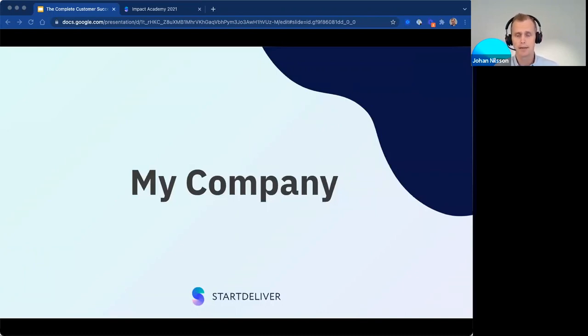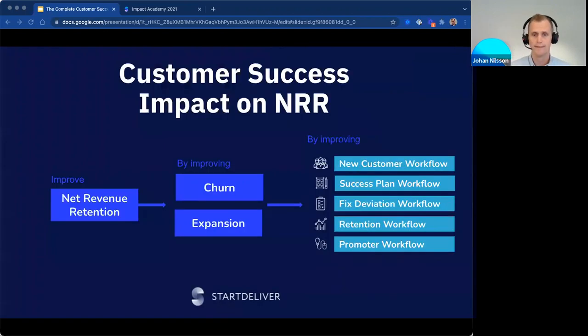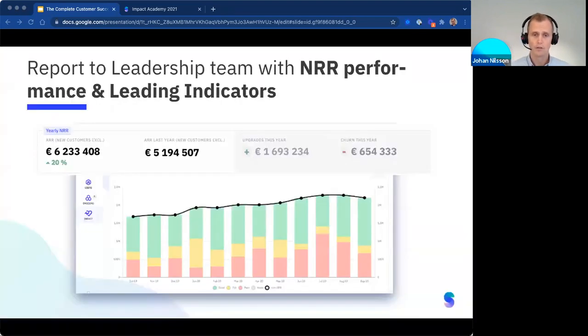Finally, my company. So getting back to the start, customer success has direct impact on net revenue retention, which is probably the most important metric for the board, for the management team, for the leadership team. So if we want to report to management, we should of course report on how customer success can improve and what impact we have.